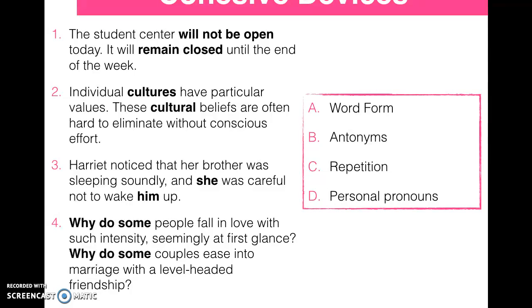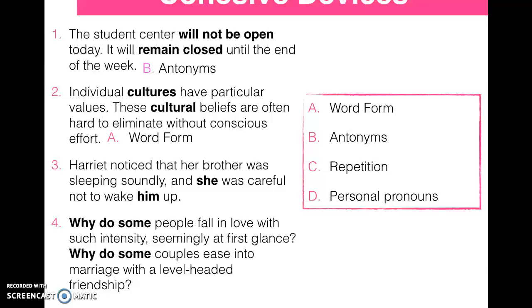As we can see, the first one, will not be open, remain closed. These are antonyms, okay, the opposite meaning of a word. So for example, hot and cold, open and closed. Using these allows you to vary your language a little bit, so you're not just repeating the same thing again and again. And that's the same for different word forms as well. We have cultures and cultural. Cultural being the adjective form, cultures being the noun form. If we just repeat cultures all the time, it gets a little bit boring.